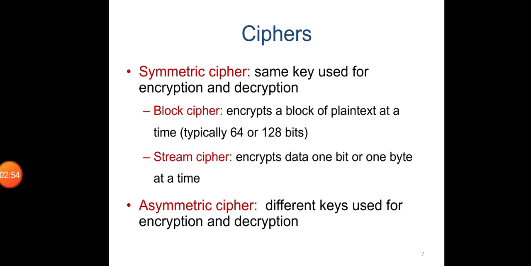Symmetric cipher. Same key that is used for encryption and decryption. First one is a block cipher. It encrypts a block of plain text at a time, typically 64 or 128 bits. Stream cipher. It encrypts data 1 bit or 1 byte at a time. Asymmetric cipher. Different keys used for encryption and decryption.